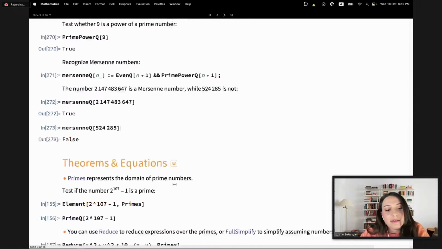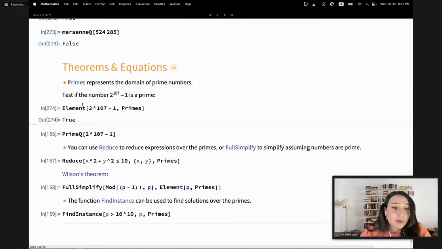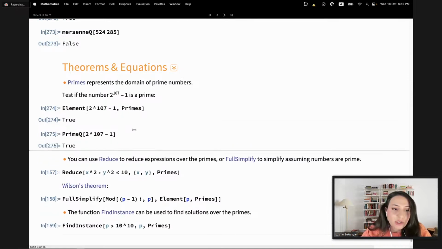Okay, and so the other subgroup, which is a bit different, is theorems and equations, which are not quite functions like prime pi or GCD, but these functions we use a lot if we want to compute something. Like, for example, primes. What is primes? It just represents the domain of prime numbers, and we can use it to test whether this number is prime or not by simply doing this. Does this belong to primes or not? The equivalent of it would be this one, just using the function PrimeQ that we already talked about.